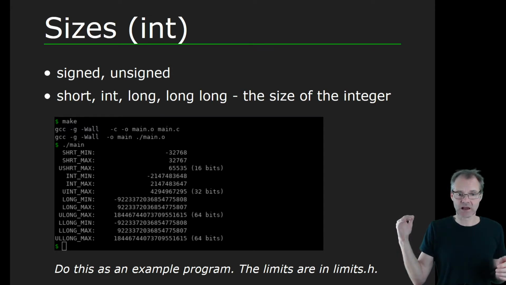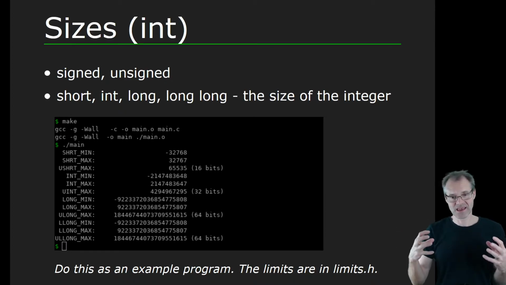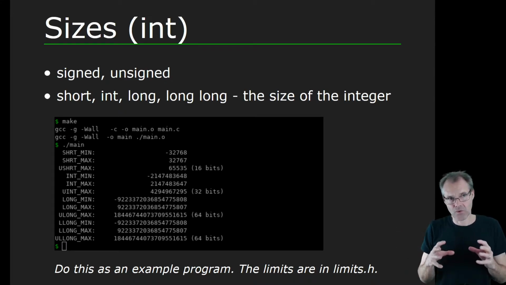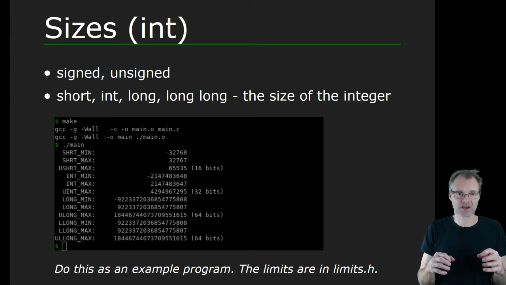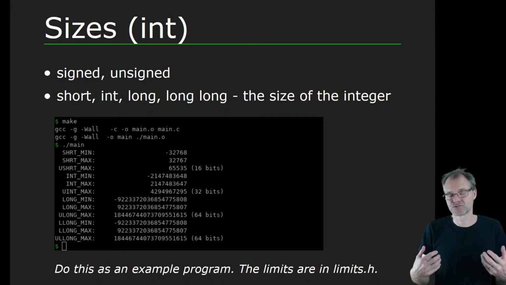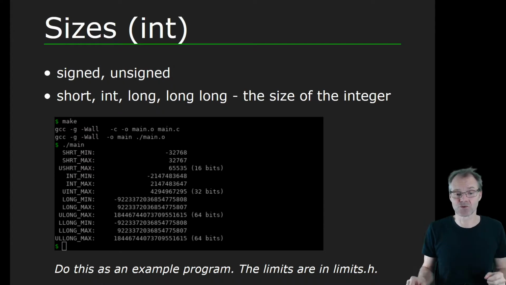And then we continue with the long, min, max. Then we have an unsigned long, which is 64 bits, and then we have a long long. And the final one is an unsigned long long, and that's also 64 bits. So there we get a feeling for what type of numbers we can store in these different types of integers. And then we should select the proper integer type depending on what type of value we want to store in it.